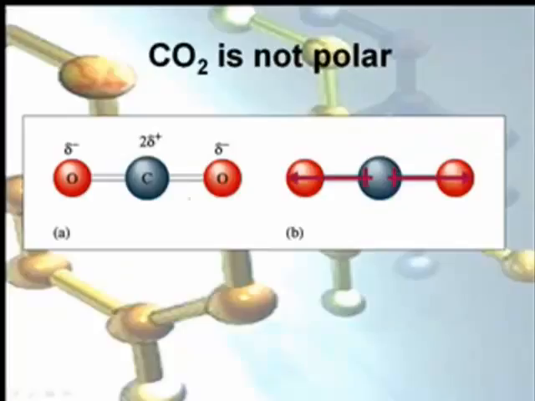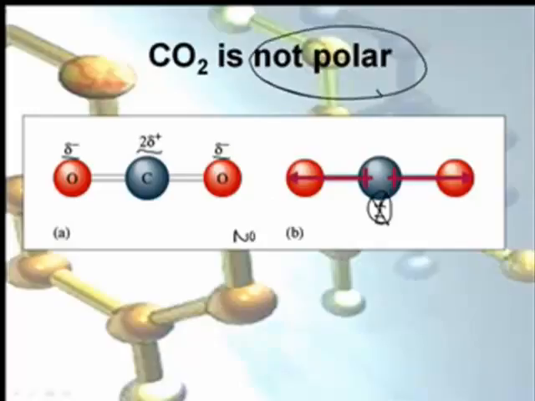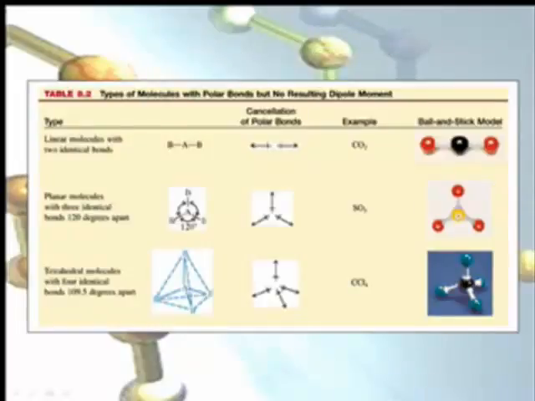Now we have a different ballgame with carbon dioxide. See, we have slightly negative, and this is two slightly positives. So where is the center of positive and negative charge? They're actually both in the same place. This is positive and negative, and that makes them cancel out. And that makes this non-polar, or not polar right here.